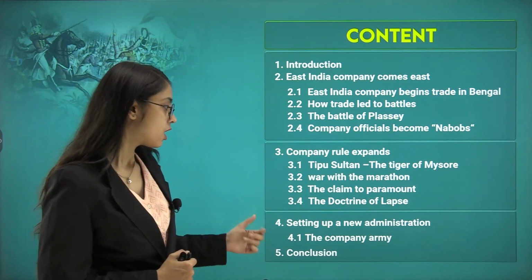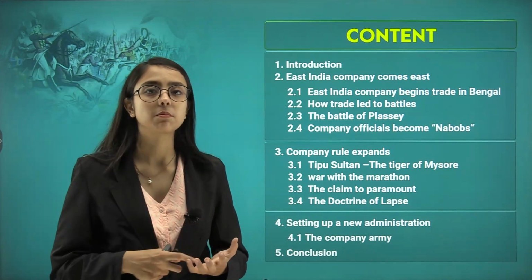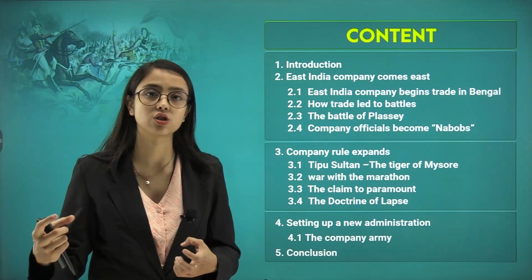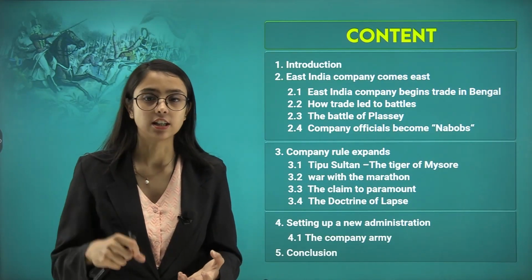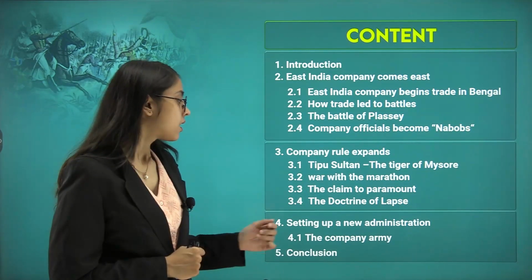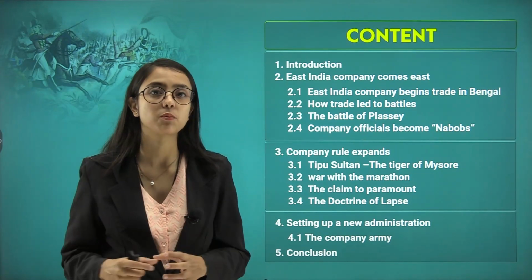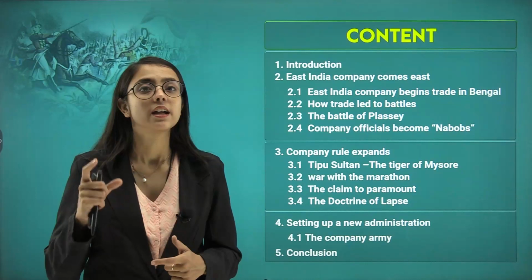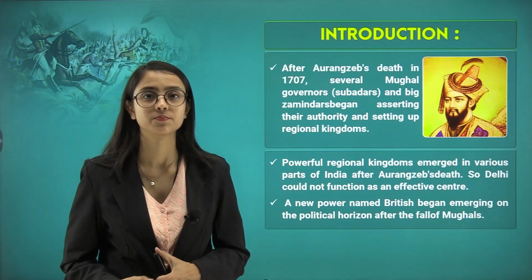Then in the end, we will see setting up a new administration. As the East India Company started to expand, it needed a new structure to govern and administer its tasks and activities in the country. So we will see what the new administrative policies were. Then the company army: to control such a big subcontinent, the company required an army. So how did the East India Company turn into an army? We'll see that. So let's begin.